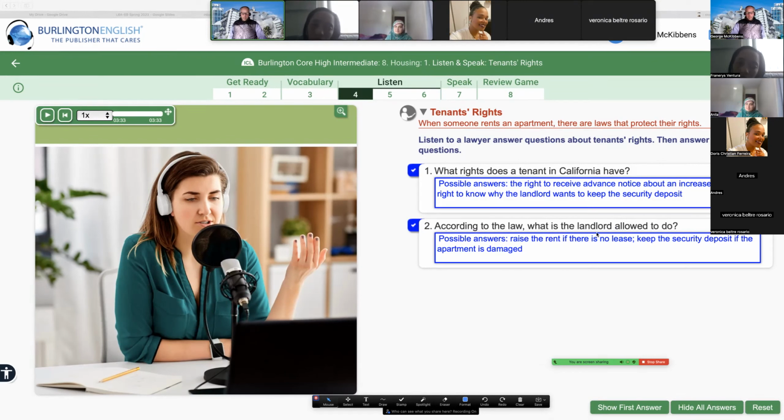According to the law, what is the landlord allowed to do? And possible answers: raise the rent if there's no lease. Yes. If there's only a handshake agreement, verbal agreement, the landlord has the right to raise the rent whenever they want to, but they need to give 30 days notice. And they have the right to keep the security deposit if there is damage in an apartment.